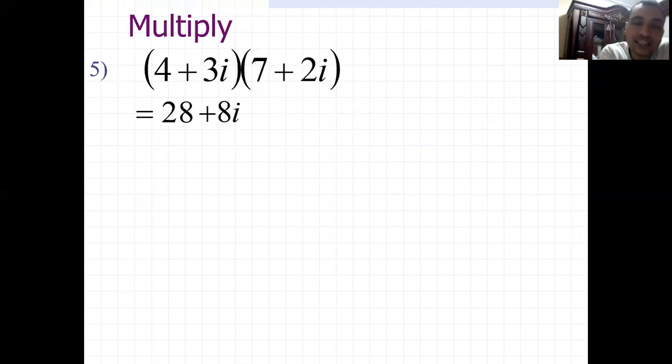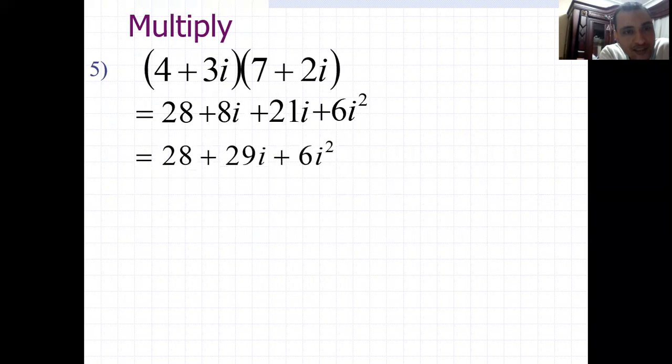Then 3i by 7, it will be 21i. Then 3i times 2i, it will be 6i squared. After that, combine like terms. We know that 28 as it is, 8i and 21i, they are like terms. It will be 29i. And then 6i squared. We know that i squared equals, yes, negative 1.